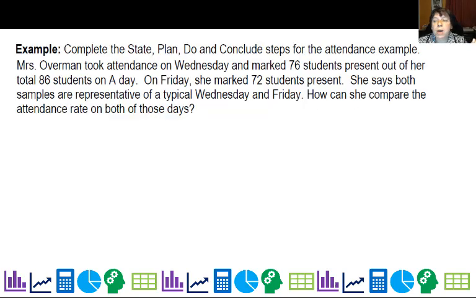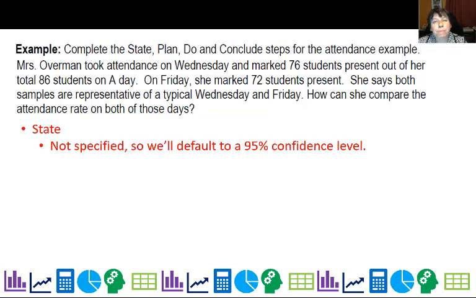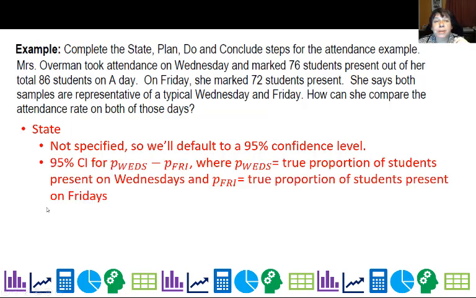you please. All right, so we're going to complete the state plan and do and conclude steps based on my attendance example. So I didn't really tell you what percent confidence I wanted, so we'll just default to 95% for now. Most times they're going to give you the confidence level. And so I'm going to say I want a 95% confidence interval for the difference in proportions for Wednesdays and Fridays, where the proportion for Wednesday is the true proportion of students present on Wednesdays, and the Friday one is the true proportion of students present on Fridays.